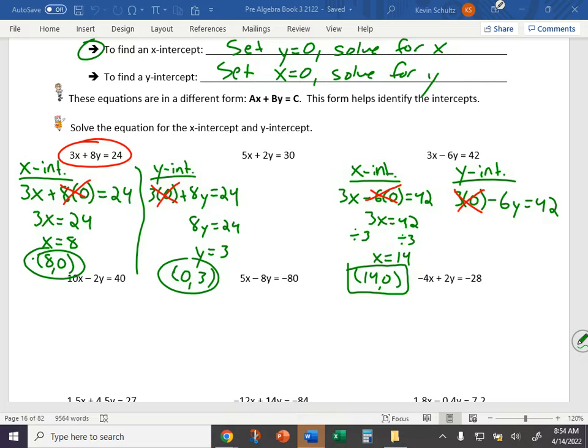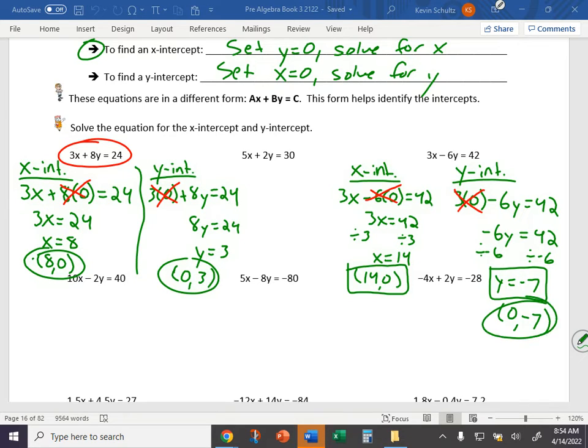Jack kind of accidentally brought up my next very important point. Don't ignore the signs. Okay? When you plug in that 0 for x to get that term canceled out, this minus sign does belong to the 6y. So it's a negative 6y, which affects your final answer because now when you divide by a negative 6, 42 divided by negative 6 is going to give you a negative 7. So it's going to be 0, negative 7.